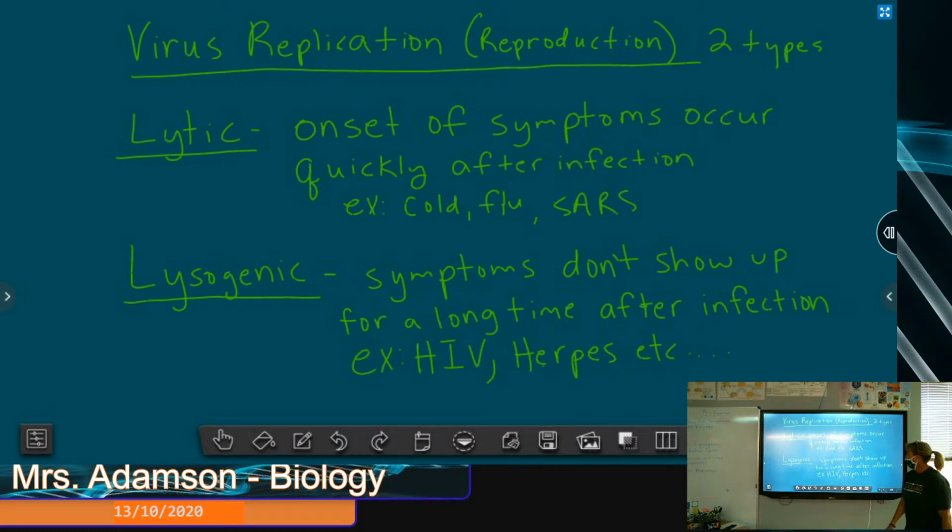Lysogenic. Symptoms don't show up for a long time after infection. For example, HIV and herpes: you might contract this virus and not have any symptoms for a while. Remember, lysogenic is the long word, and it's the longer time for symptoms to show up.